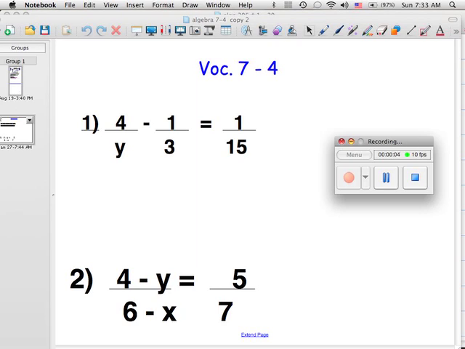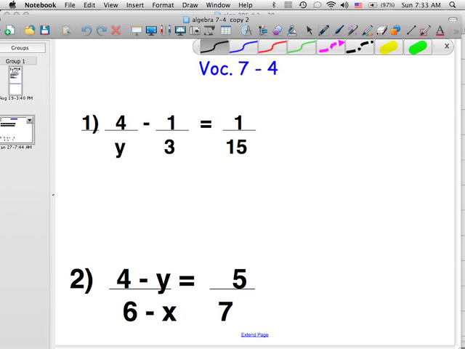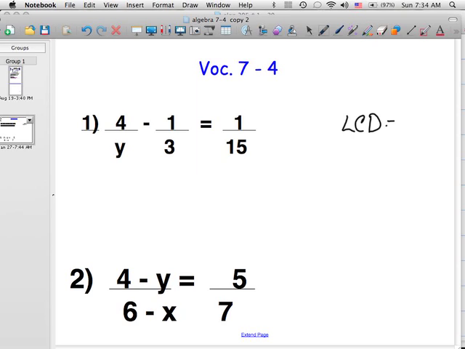We're on chapter 7, section 4, and we're working with equations that have denominators with variables and different denominators. So the way to eliminate all of this, instead of renaming the fractions, is to multiply by the least common denominator. So I have 3y and 15. Starting with the numbers, the least common denominator of 3 and 15 would be 15, and then I have to have a y. So that least common denominator will eliminate all my denominators, and I will have just terms without fractions.